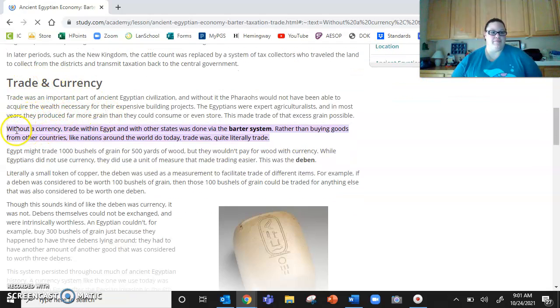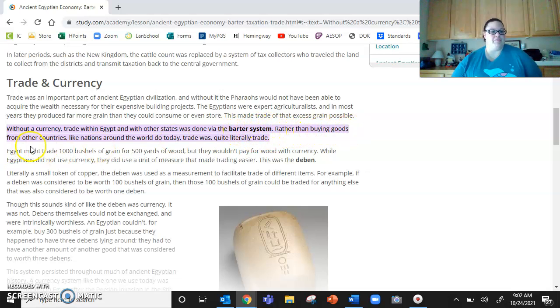Trade and currency. Trade was an important part of ancient Egyptian civilization, and without it, the pharaohs would not have been able to acquire the wealth necessary for their expensive building projects. The Egyptians were expert agriculturalists, and in some years they produced far more grain than they could consume or even store. This made trade of that grain, that excess grain, possible. Without a currency, so they did not have money, remember. Trade within Egypt and with other states was done via a barter system.